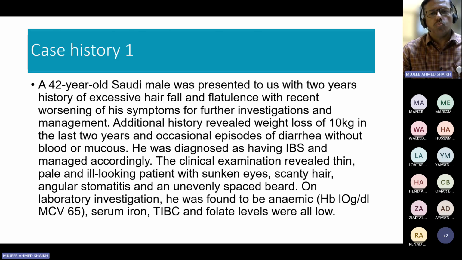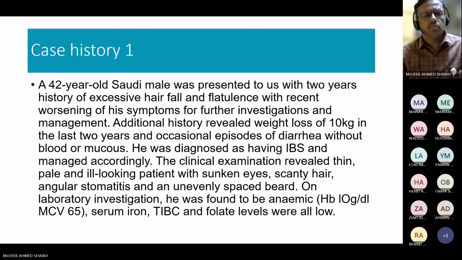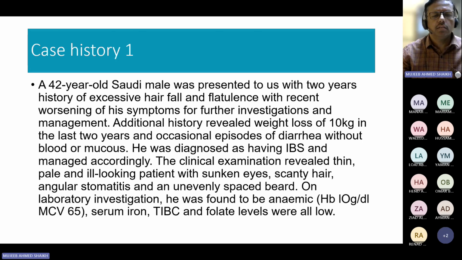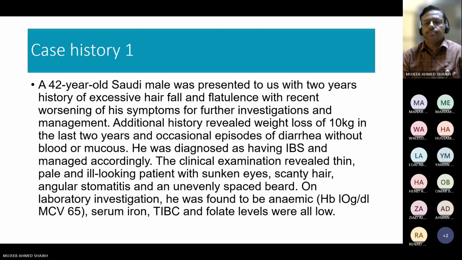Blood hemoglobin was low, 10 grams per deciliter. His mean corpuscular volume, the RBC size, was very small, you can say tiny, 65 cubic microns. Serum iron, total iron binding capacity and folate levels were also low. So what is the primary impression by looking at these things? Anemic. Yes, he is suffering from anemia.